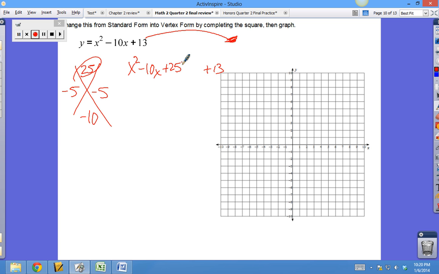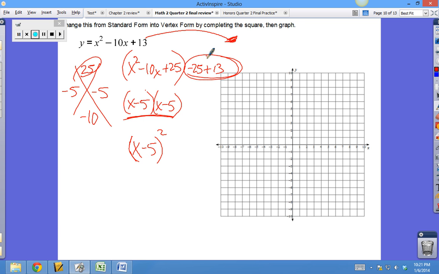But the very moment you put 25, you must take it right away. So if you're going to add 25, you've got to subtract 25, because that is adding 0. And if you add 0, you don't even change it. So x squared minus 10x plus 25, if you factor that, that's going to be (x minus 5) times (x minus 5). And that is my perfect square. That's what I want. That is going to be (x minus 5) squared. And then these two guys, let's combine those. What's a negative 25 and a 13? I've got more negatives than positives, so it's going to be negative 12.